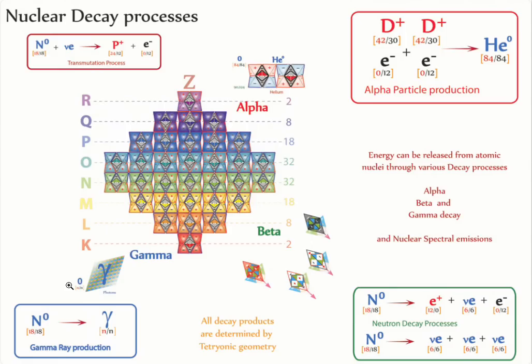Looking at the decay processes, there are obviously three: alpha, beta and gamma. The alpha ones are the emission of deuterium nuclei that form helium particles. Then there's beta decay, which releases leptons, be they neutrinos and/or positrons and electrons. And there's gamma ray production, as we've discussed. Of note, at the top left-hand corner here, we have a box titled Transmutation process.